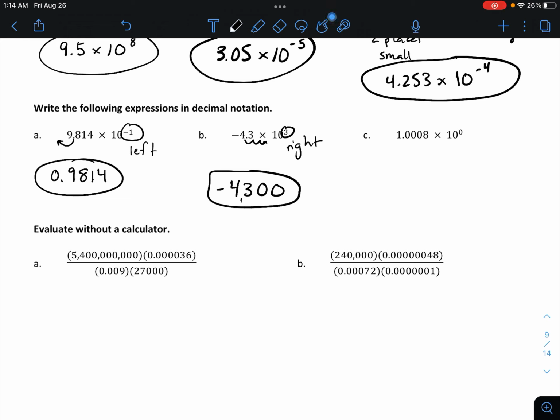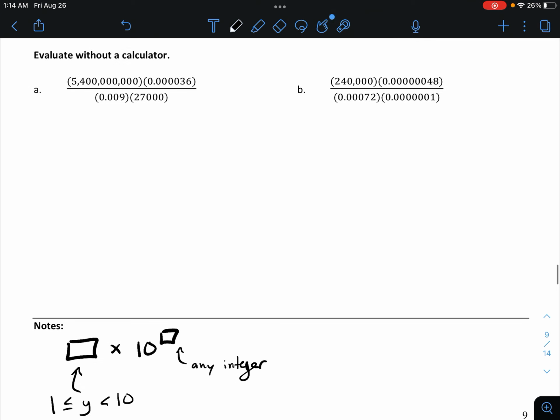10 to the 0 means I don't have to move it at all. All right, so don't do anything, right? Don't move it. You don't have to. It's 0. The other way to think about this is 10 to the 0 power is just 1. So if I take anything and multiply it by 1, we just get itself. So 1.0008.